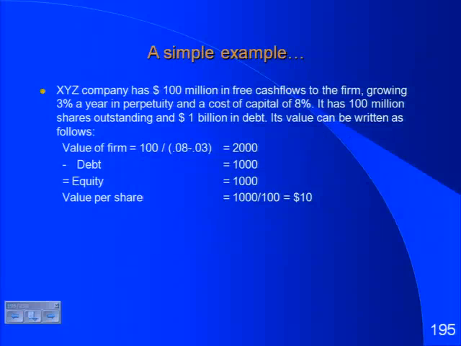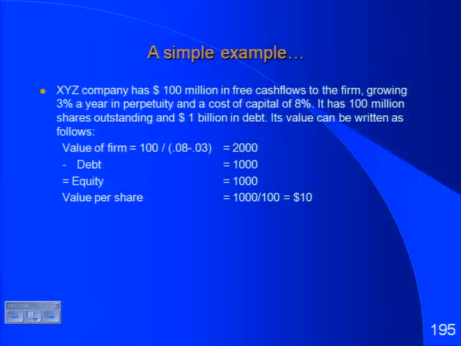You value a company. The company has $100 million in free cash flows, growing 3% a year in perpetuity, with a cost of capital of 8%. So you could do this in your head, right? 100 million free cash flow. Forget about the growth. Let's say that's the cash flow next year. 100 million cash flow next year divided by cost of capital minus growth rate gives me a value for the firm of $2 billion. It has $1 billion in debt outstanding, so you subtract the billion, and come up with a value of equity of $1 billion. There's 100 million shares, so value per share is $10, right?